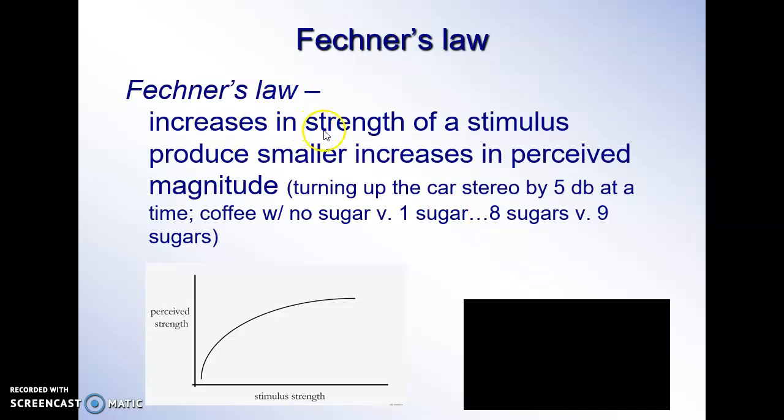Fechner's law is very similar. It says that if you increase the strength of a stimulus, it will produce smaller increases in magnitude. For instance, if you turn up the car stereo by 5 decibels at a low volume, you'll notice. If you turn it up from 50 to 55 decibels, you'll notice. But if you turn it up from 80 to 85 decibels, you won't notice. Here's another example. If you have a coffee with no sugar and then you put in a sugar, you'll notice. If you have a coffee with 8 sugars and then you put in 9 sugars, you probably won't notice the difference. And that's Fechner's law.